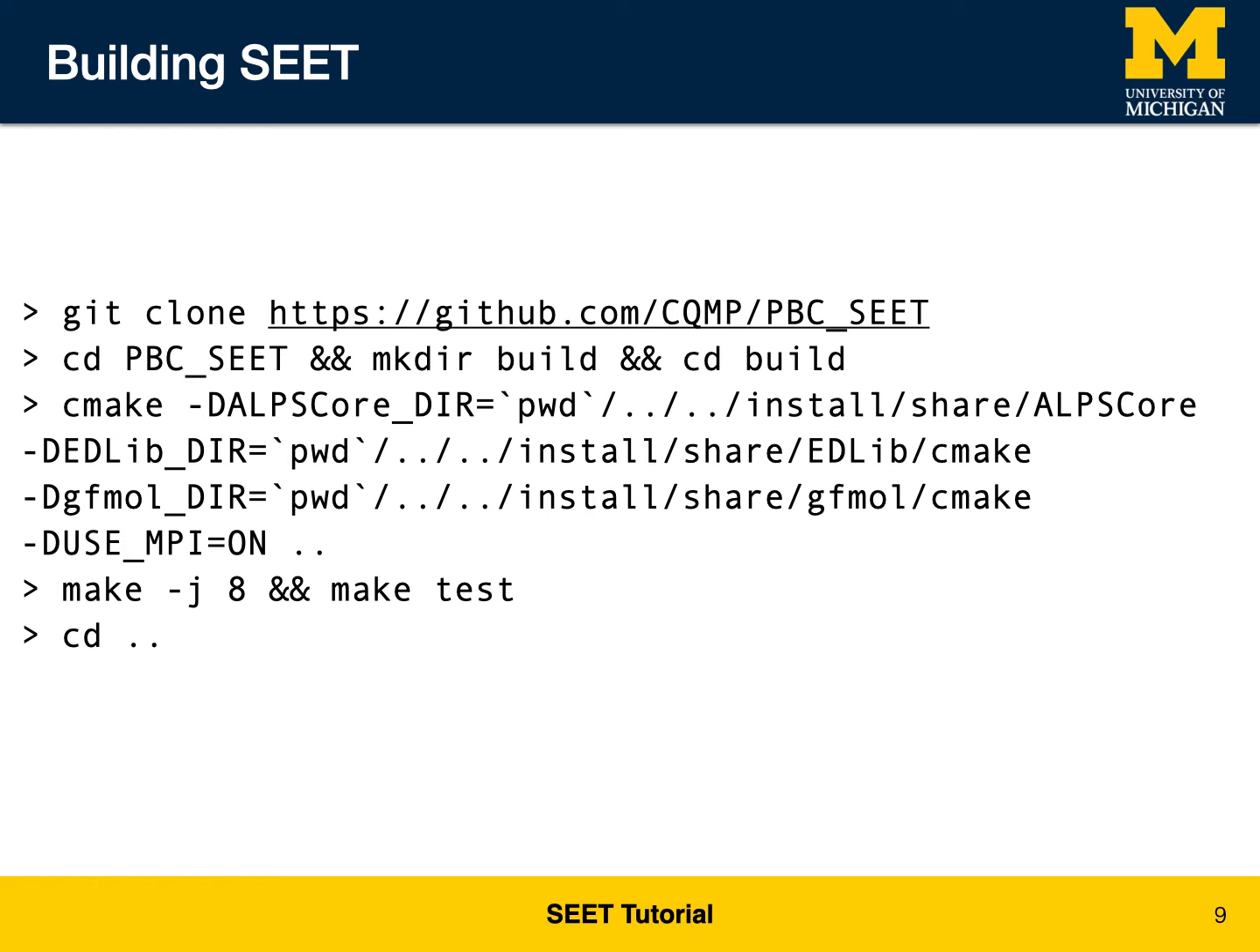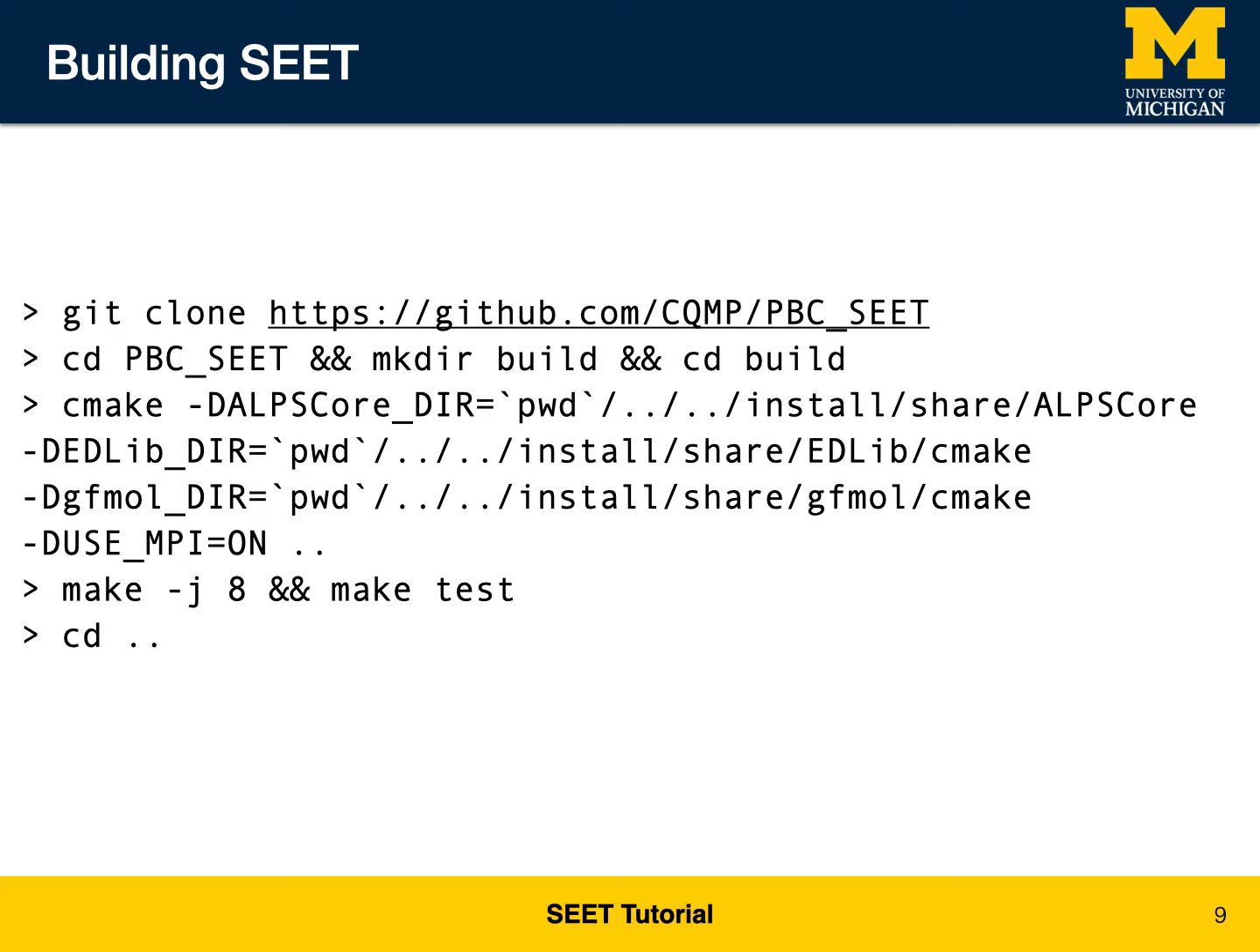Then you need to build SET. Initially, the SET code is Python code, but it has some libraries and some executables that you need to have. For example, it has this ED solver that uses a sparse grid and uses the ED library. Then it has a double counting solver that uses the GFMOL library, and you specify everything as a dependency, and you specify ALPSCore as a dependency. Then you also need to specify use MPI because otherwise it will not work.